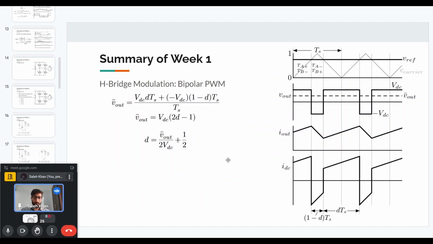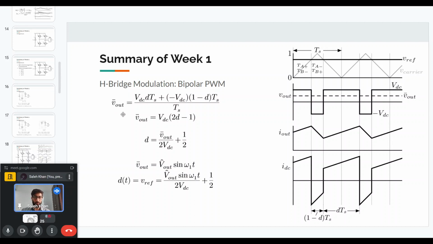So I was talking about the average output in this case. Once we have found the average output, now let's say we want a sinusoidal output, if we want to drive a sinusoidal motor, or we want to provide a sine voltage to our homes using an inverter. That means in an average sense, the voltage should follow a sine wave with a peak of V out hat. So then we can substitute V out hat for V out bar in this equation, and this will be how our reference voltage waveform will look.